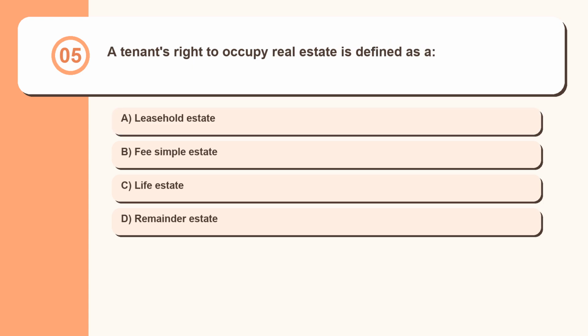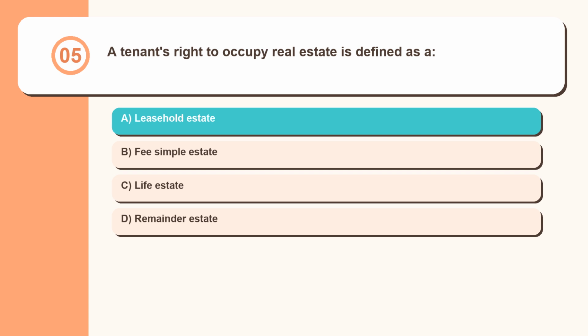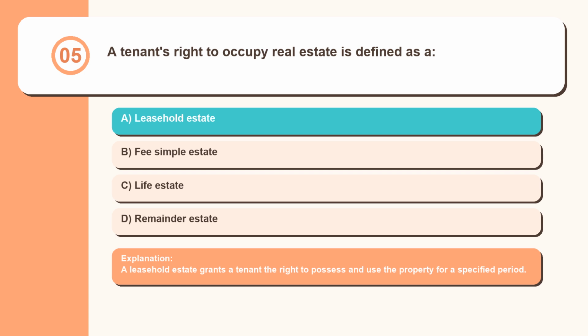Question 5. A tenant's right to occupy real estate is defined as a: leasehold estate, fee simple estate, life estate, remainder estate? A leasehold estate grants a tenant the right to possess and use the property for a specified period.